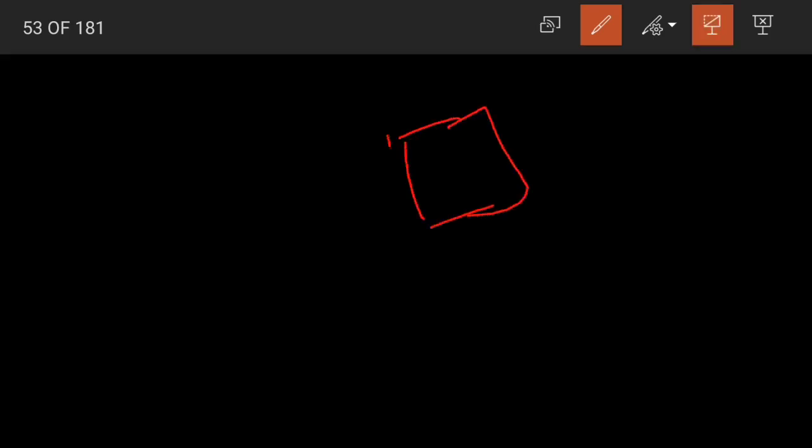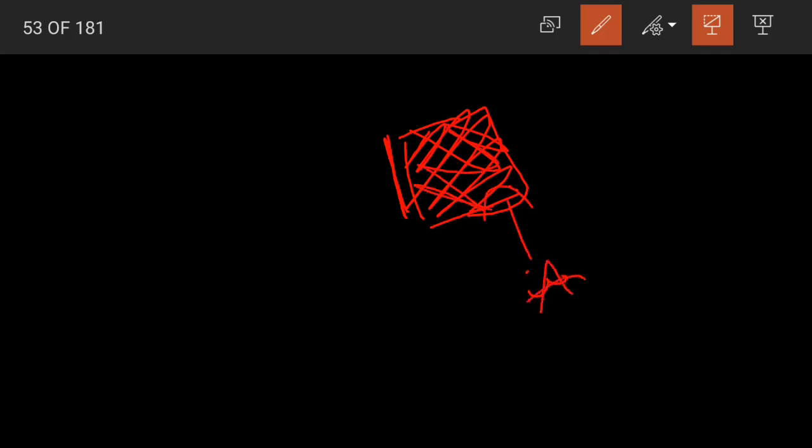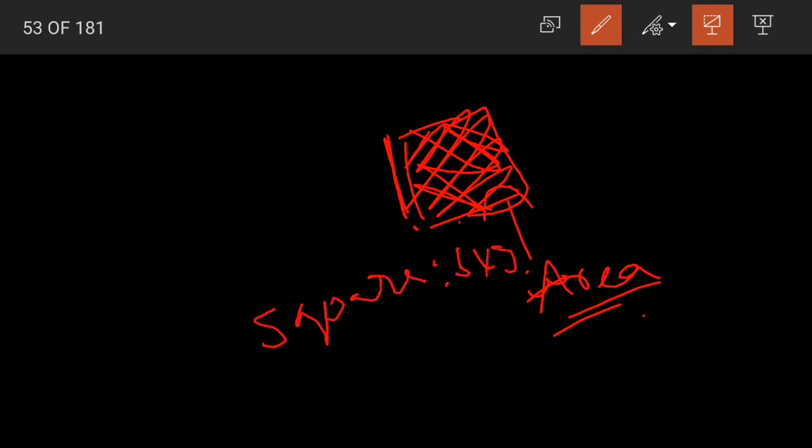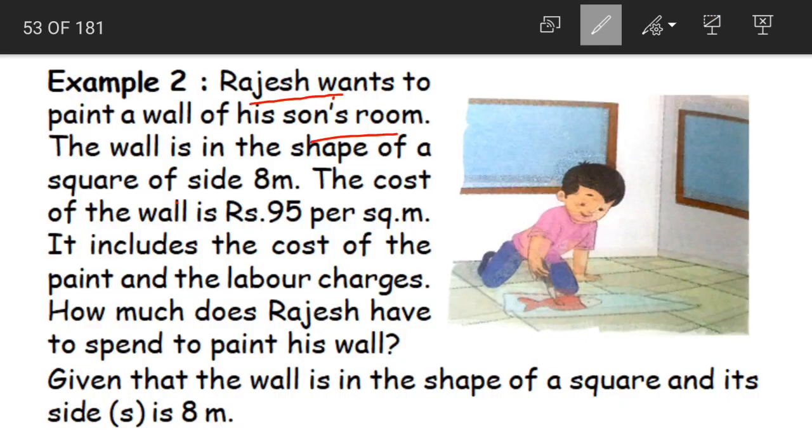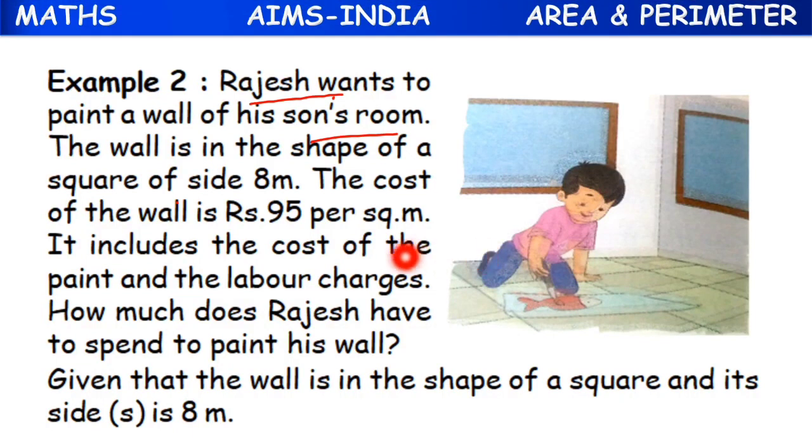And what does he want to do? He wants to paint. Now here, by painting the wall, do we paint on the borders or do we paint the entire area? We will paint the entire wall. Yes. So as we are painting the entire wall, we need to find out the area of the wall. And what is this wall in the shape of? It is in the shape of a square. What is the area of the square? Area of the square is S into S. S means length of the side.